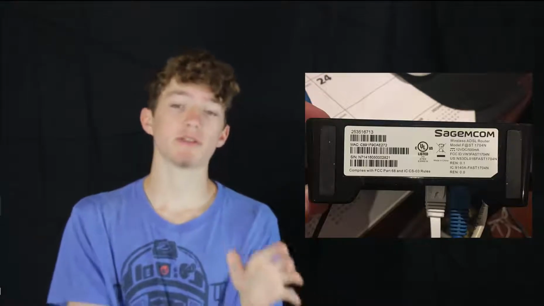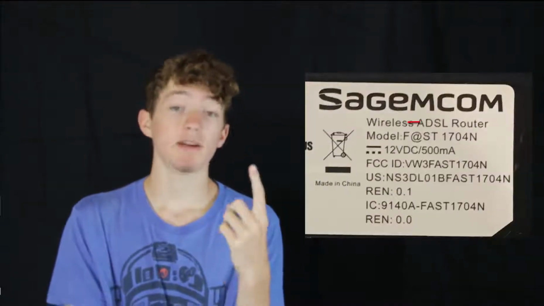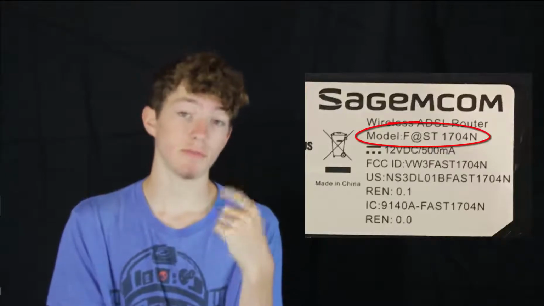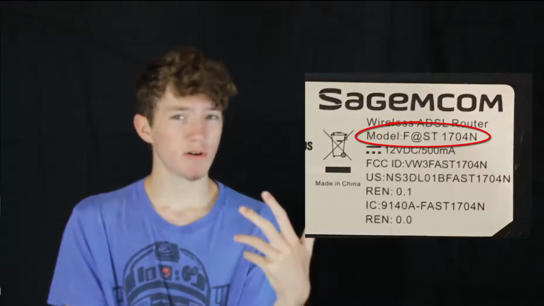The first step is you're going to need two things from your router. Look on the bottom or the side, somewhere there should be a sticker or it should be engraved, with a bunch of information about the router. You're going to need the company that made it, the brand name, and you're also going to need the model number. For me, it was Sagemcom, something like that.